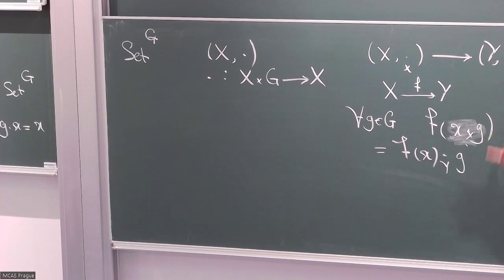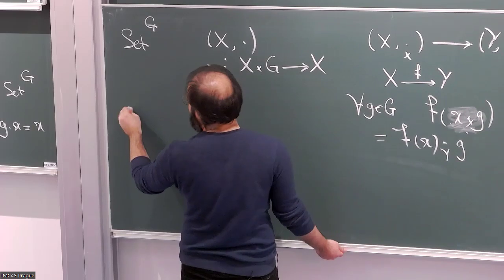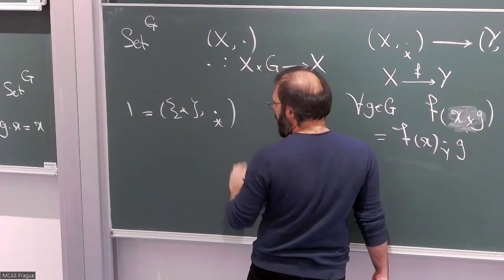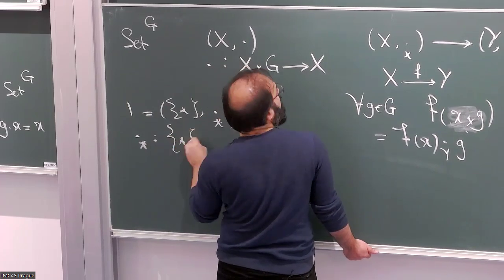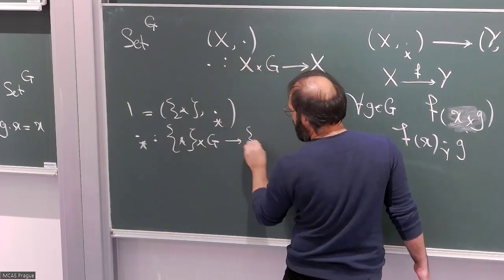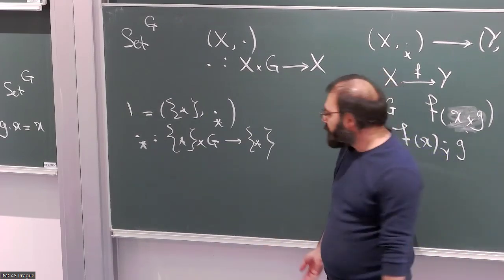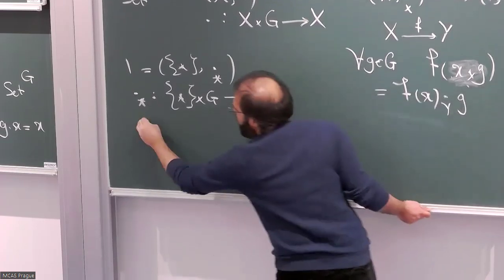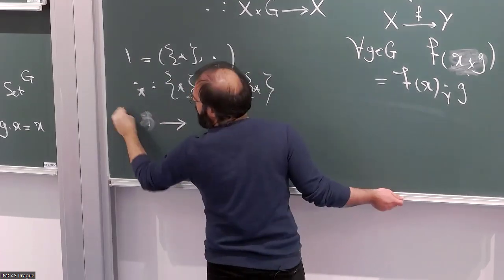So I'm respecting the action. Now with this data, first one is simply the singleton with some star, some action, but the action would be a map from, say, star times G to star, and there is just one function. So everything just is invariant. And then you pick some X with its action, and then what is the global element?